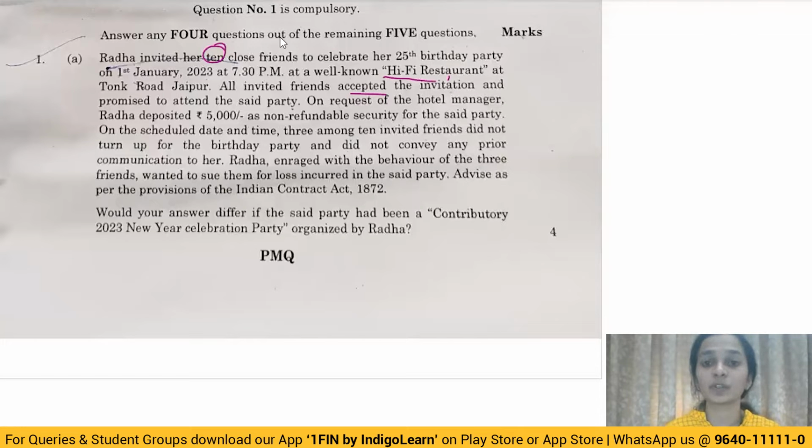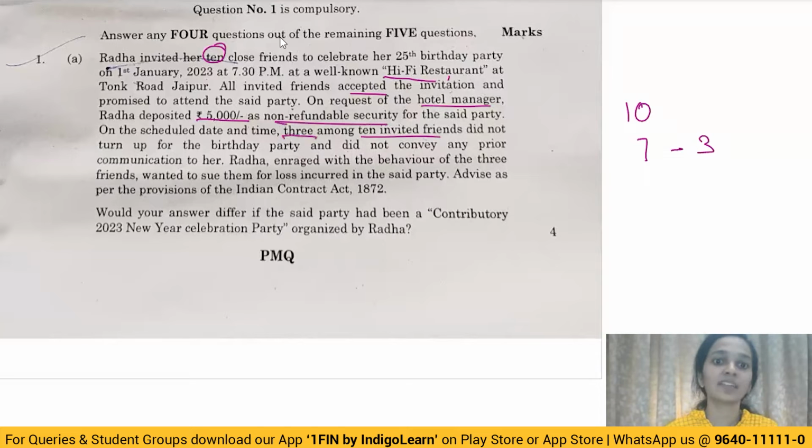On request of the hotel manager, Radha deposited 5,000 as non-refundable security for the said party. On the scheduled date and time, 3 among the 10 invited friends did not turn up. So the total number of invitees was 10, out of which only 7 turned up and 3 people did not turn up for the party. Radha, enraged with the behavior of the 3 friends, wanted to sue them for the loss incurred in the said party as advised as per provisions of the Indian Contract Act 1872.